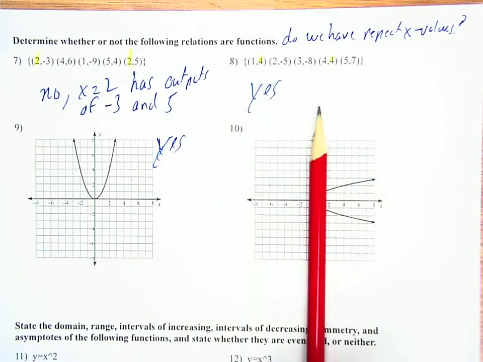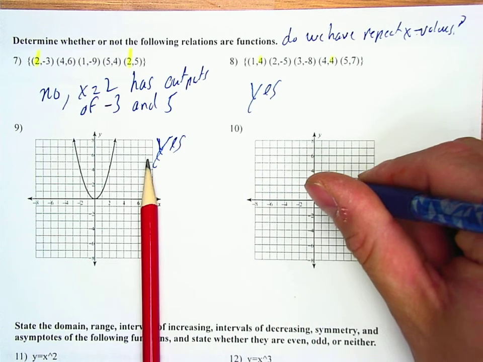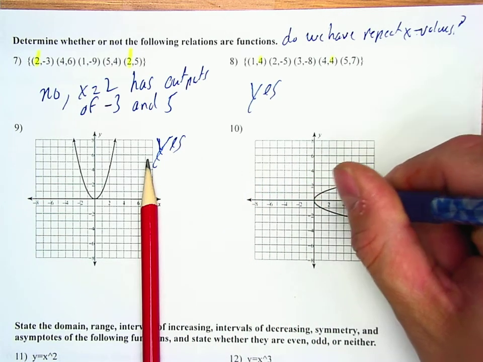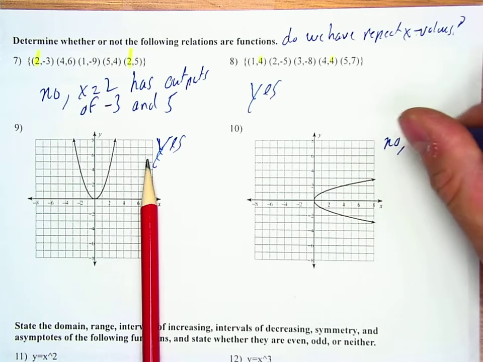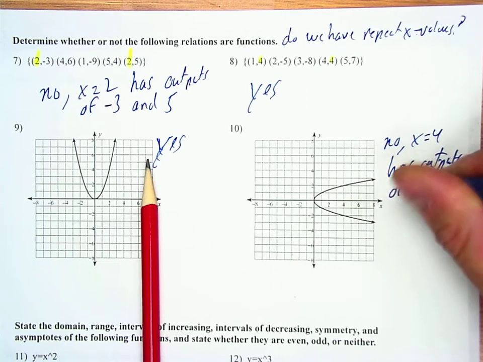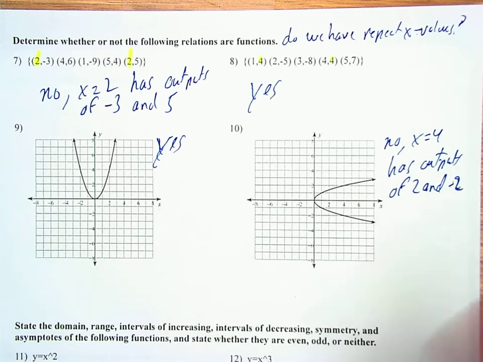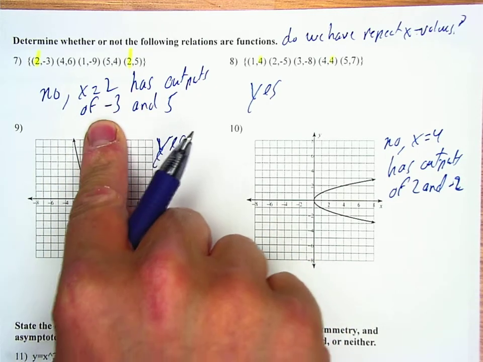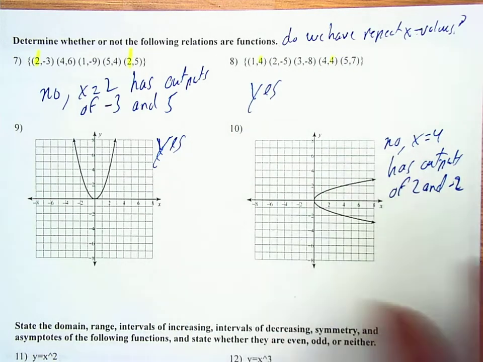And number 10, we can have the same explanation as number 7. We could say that 2 has outputs of 1.5 and -1.5, or that 4 has outputs of 2 and -2. So we could have the same type of explanation here. X equals 4 has outputs of 2 and -2. That is why that one is not a function. Again, in math, we try to prove things wrong. We don't try to prove things correct. So that's why I'm giving the reason why these ones are false, and I'm not giving the reason why these ones are true. All right.